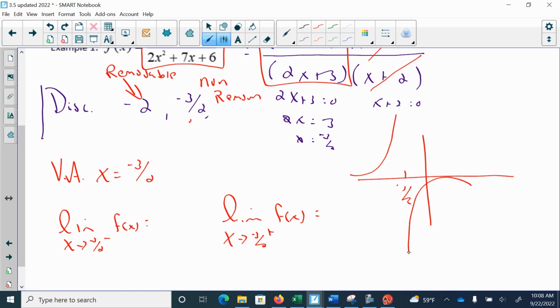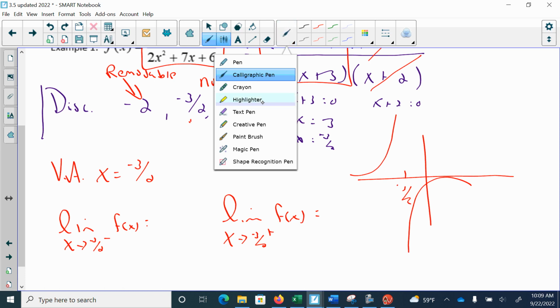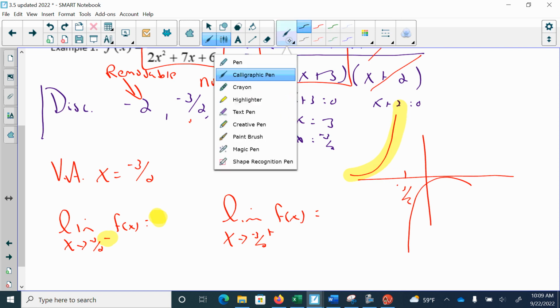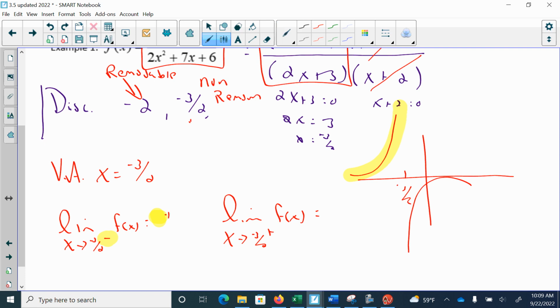So as x approaches negative 3 halves from the left, it's going to be what? Positive infinity. As it approaches from the right, it's going to be negative infinity. Everyone good?